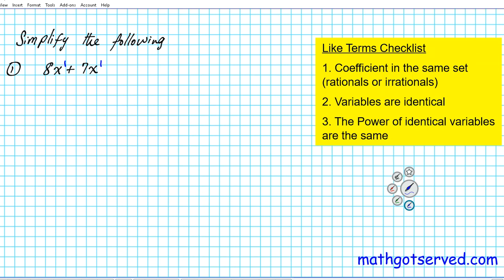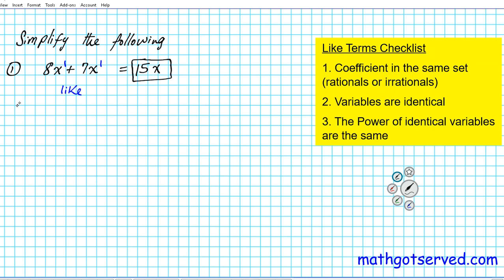So let's go ahead and combine. To combine, what you do is you add the coefficients and you bring down the variable. All right, so let's make a side note here. These two terms are like terms, so we can combine them. So 8 plus 7 is 15. And then you just bring down the variable, the identical variables, x to the first power. Since the power is 1, you don't have to write it. So there goes your answer for question number 1.